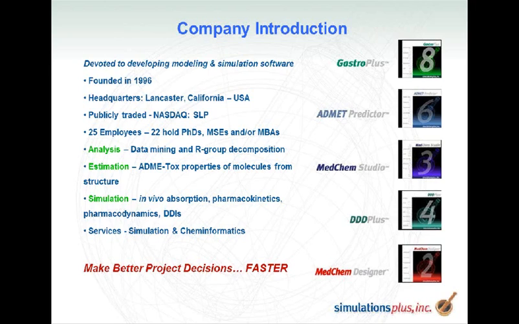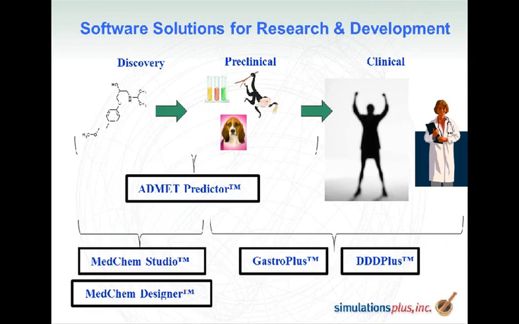We offer software for simulations and modeling, and estimation of physical, chemical, and biopharmaceutical properties and ADMET properties. Our software is used for analysis of QSAR and for prediction of in vivo absorption, pharmacokinetics, and pharmacodynamics properties. We also offer services for small and big projects. These are our products: GastroPlus, ADMET Predictor, MedChem Studio, DDDPlus, and MedChem Designer. In short, we will help you make decisions faster.